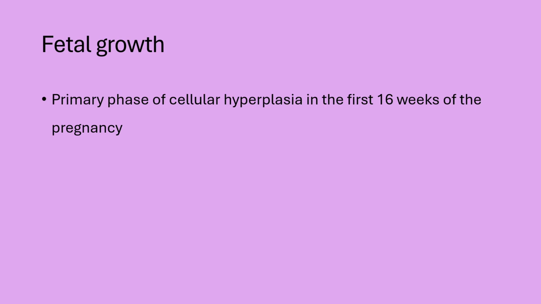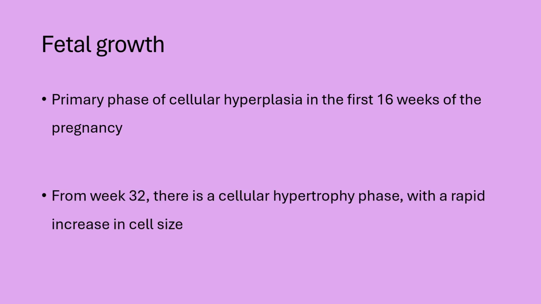So normal fetal growth reflects the interaction between genetically predetermined growth potential and other factors from the fetus, the placenta, and maternal health. There is a primary phase of cellular hyperplasia occurring in the first 16 weeks of pregnancy. And between 16 and 32 weeks, there is a concomitant phase of hyperplasia and cellular hypertrophy, with an increase in the number and size of cells. And from 32 weeks, there is a cellular hypertrophy phase, with a rapid increase in cell size.